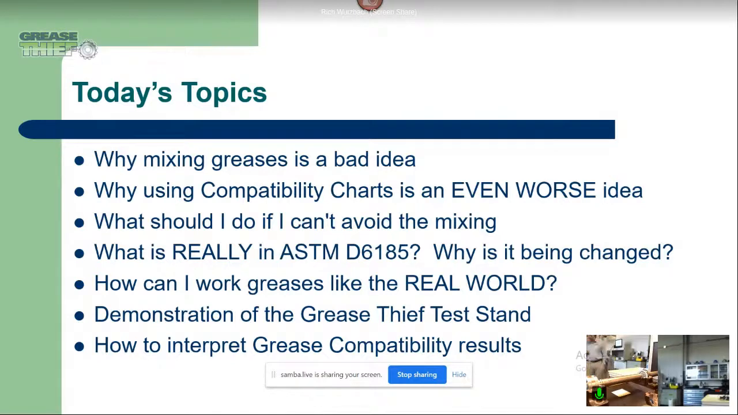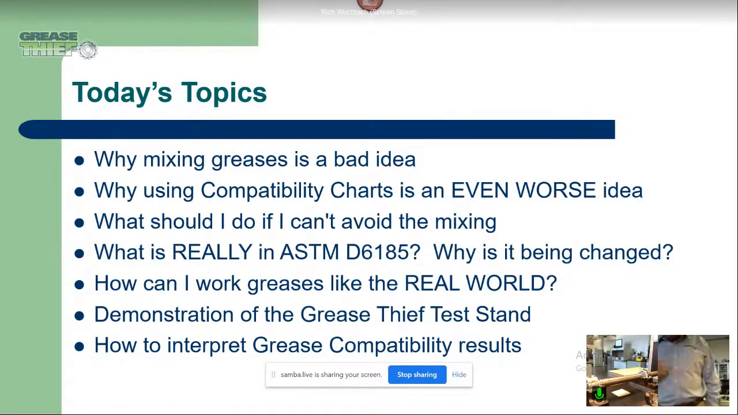Okay, very good. And then why using compatibility charts is an even worse idea than mixing the greases in the first place. And I'll talk about all the pitfalls around using these compatibility charts, which I'm afraid are still in widespread use. People are making maintenance decisions based off of that today, and it's a big problem.